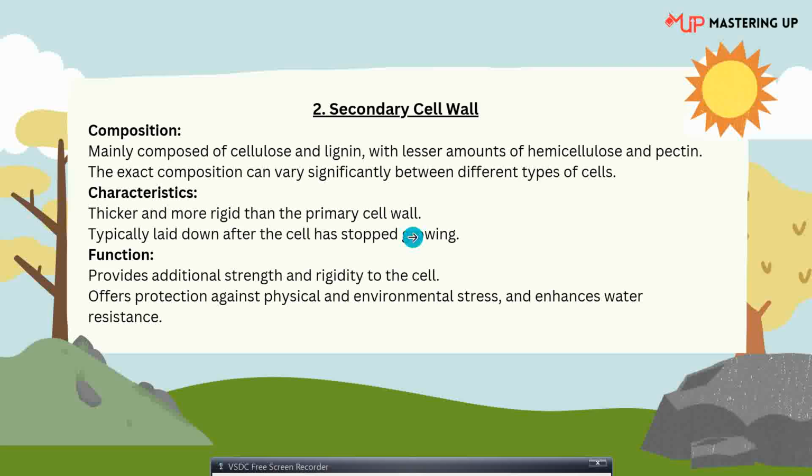So when the cell has grown to its maximum level, or achieves maturity, and again won't grow, it forms this secondary cell wall. Before that, we have the primary cell wall, which helps during the growth of the cell. After attaining full growth, when growth has stopped, the formation of the secondary cell wall occurs. It provides additional strength and rigidity to the cell, offers protection against physical and environmental stresses, and enhances water resistance. These are the composition, characteristics and functions of the secondary cell wall.